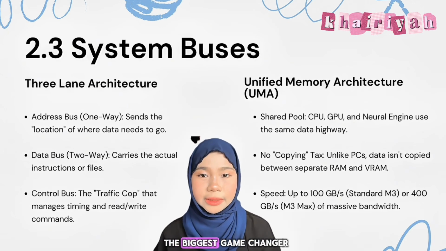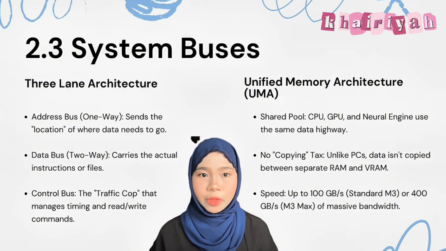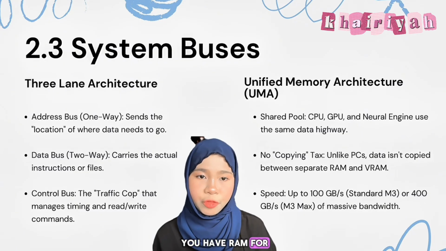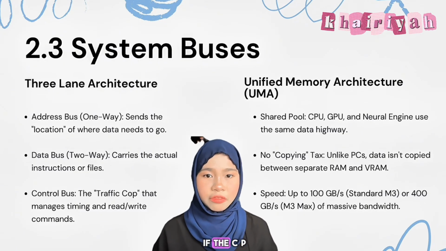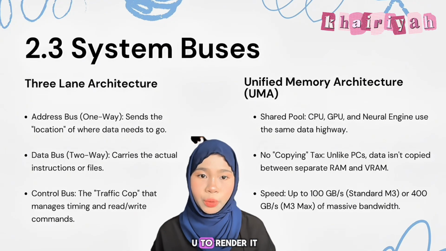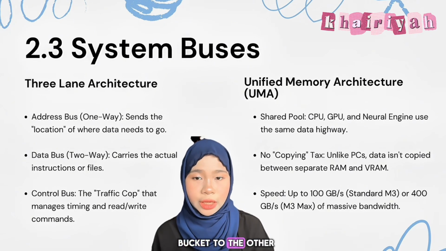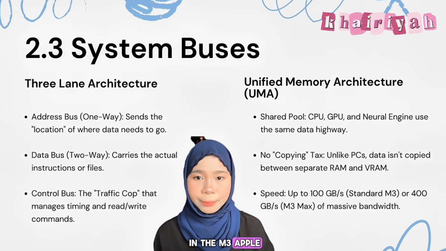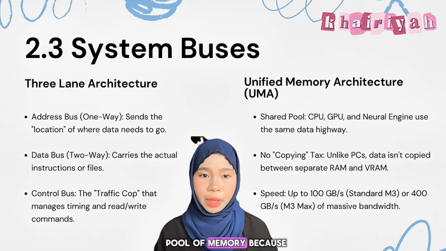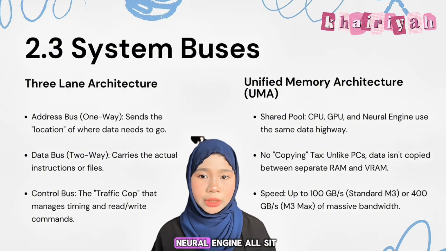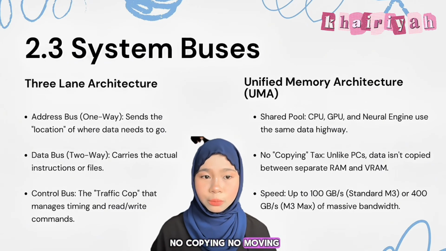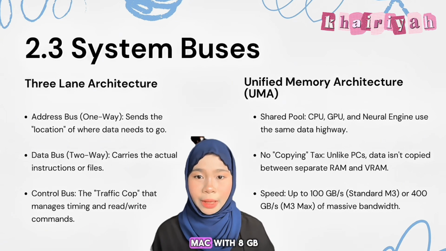Now, let's look at the biggest game changer in Apple's ARM architecture, unified memory. In a traditional PC, you have two separate buckets of memory. You have RAM for your CPU and VRAM for your GPU. If the CPU finishes a task and needs the GPU to render it, the data has to be copied from one bucket to the other across a relatively slow interface. This creates a bottleneck. In the M3, Apple removed those walls. They use a single pool of memory because the CPU, GPU, and neural engine all sit on the same chip. They all look at the same memory pool. No copying, no moving, just instant access. This is why a Mac with 8 GB of memory can often feel as fast as a PC with 16 GB.